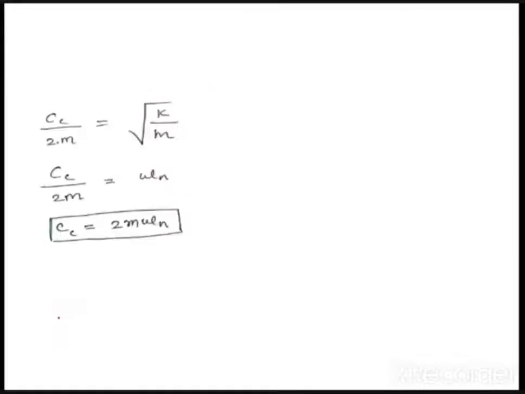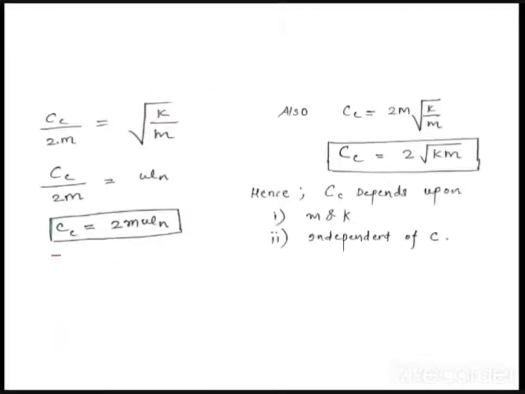So after analyzing, I have got two formulas. One is Cc is equal to 2m omega n, and the other is Cc is equal to 2 into square root of km. Both these formulas will be used for solving problems on module number 4, that is free damped vibratory system.